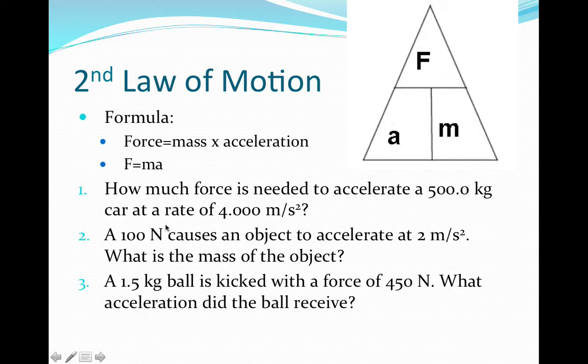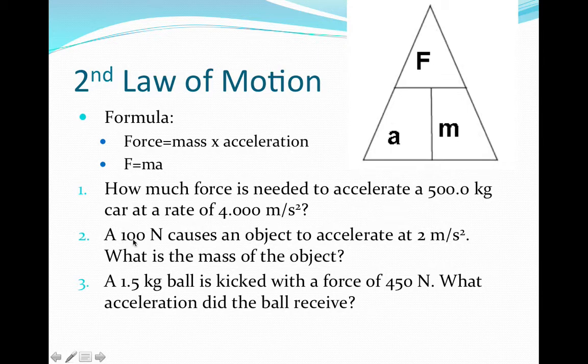The first one says how much force, that means we're solving for F, is needed to accelerate a 500 kilogram car, that's your mass, at a rate of 4 meters per second squared. That's your acceleration. So here we have mass, here we have acceleration. What do you do to the two? Okay, figure it out based on this triangle and come up with your answer. Write it down, let me check it.